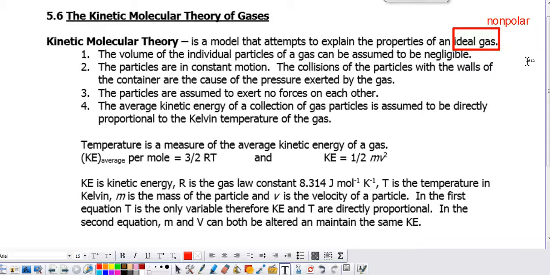But helium, however, has two protons in the nucleus where they belong, two electrons flying around the outside. Incredibly light mass. It makes a very good ideal gas. As you get heavier and heavier, even if it's non-polar, it starts to misbehave. So, in kinetic molecular theory, we pretend that none of the gases misbehave.